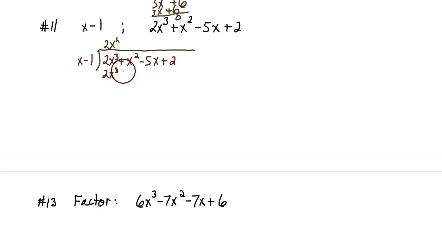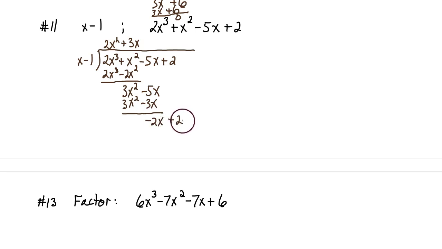And 2x squared times negative 1 is negative 2x squared. Now subtract. 1x squared subtract negative 2x squared is 3x squared. And bring down the negative 5x. X times positive 3x makes 3x squared. And 3x times negative 1 is negative 3x. Now subtract. Negative 5x subtract negative 3x is negative 2x.